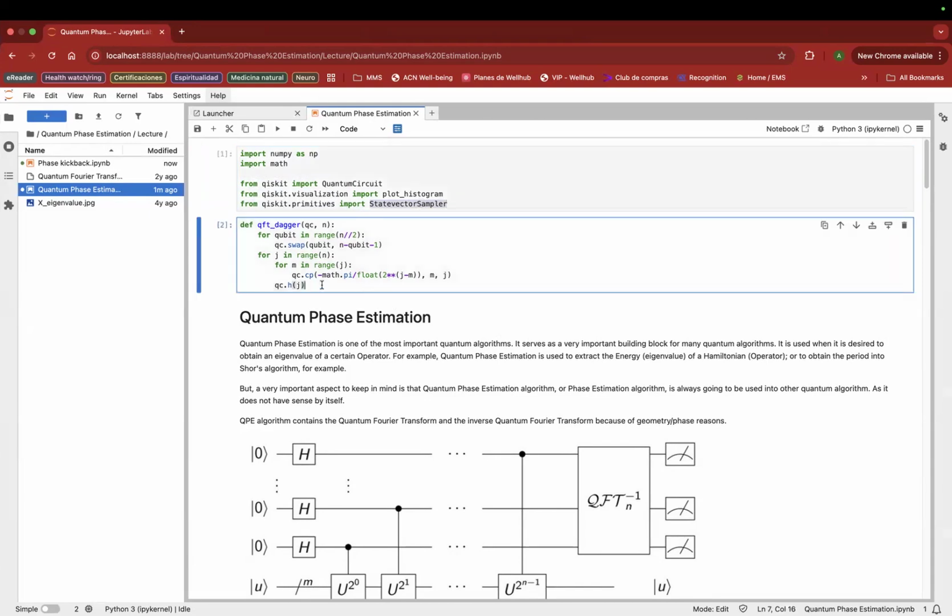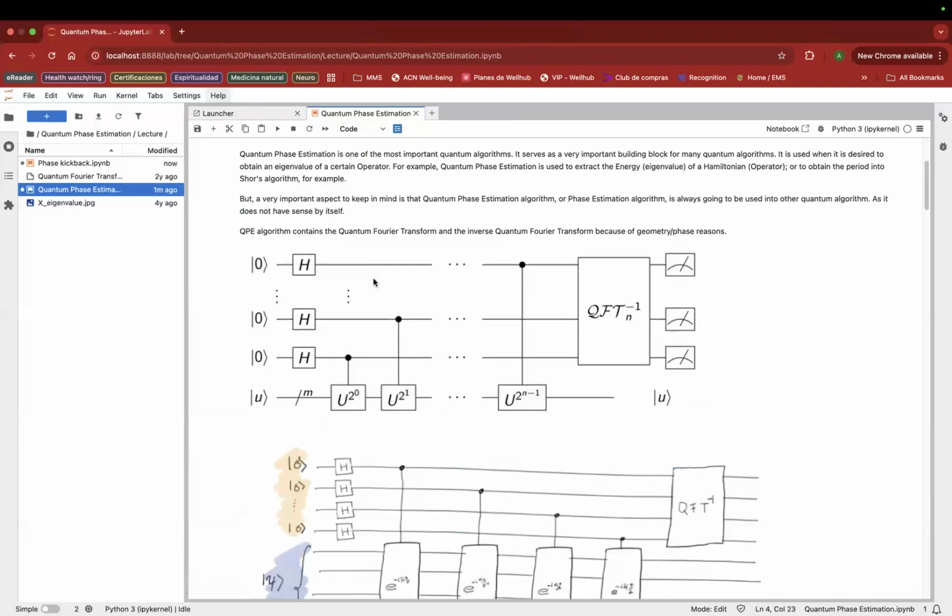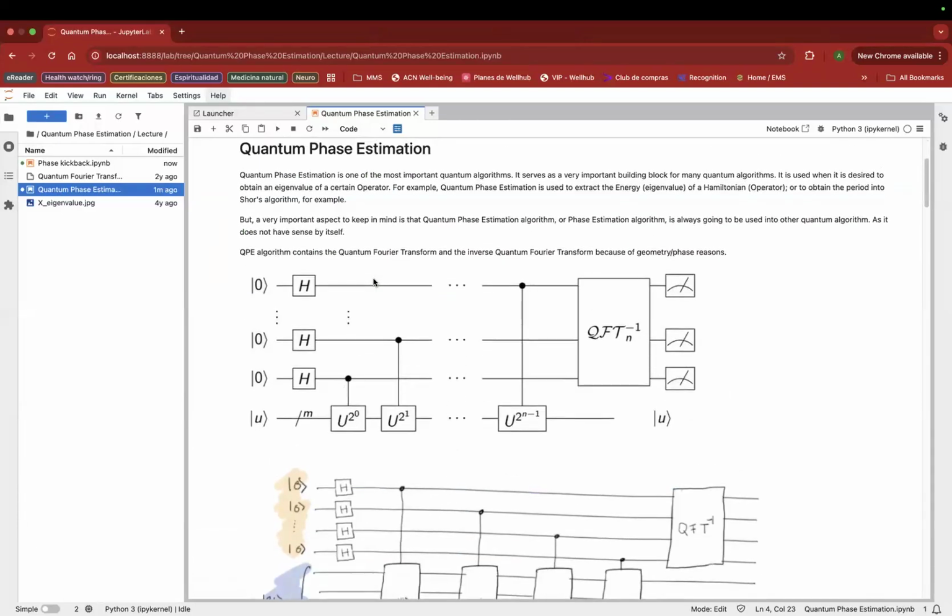And here we have the quantum Fourier transform. I just prepared it, so this is encapsulated and we can use it. Okay, quantum phase estimation algorithm. If you want to read and then say it, it's fine, but do you know anything about the quantum phase estimation algorithm?